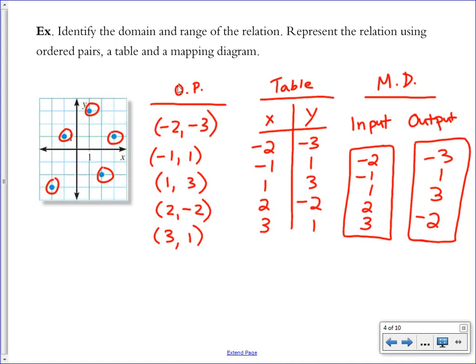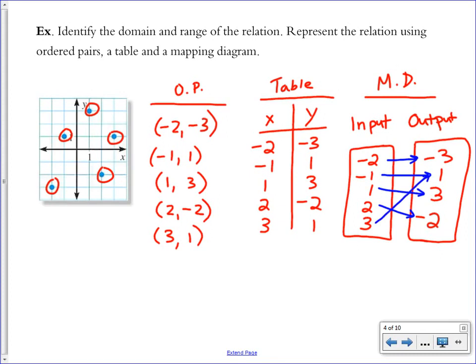So -2 corresponds with the -3. -1 connects to 1. 1 connects to 3. 2 connects to -2. And then the 3 has to connect back up to the 1. So the 1 has a couple of different arrows coming into it.